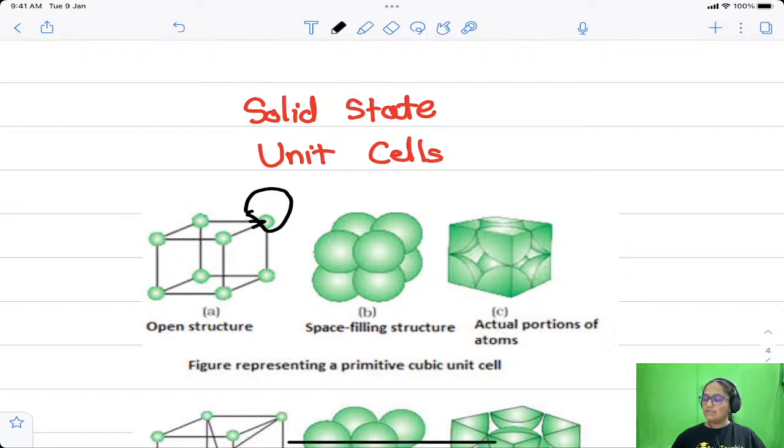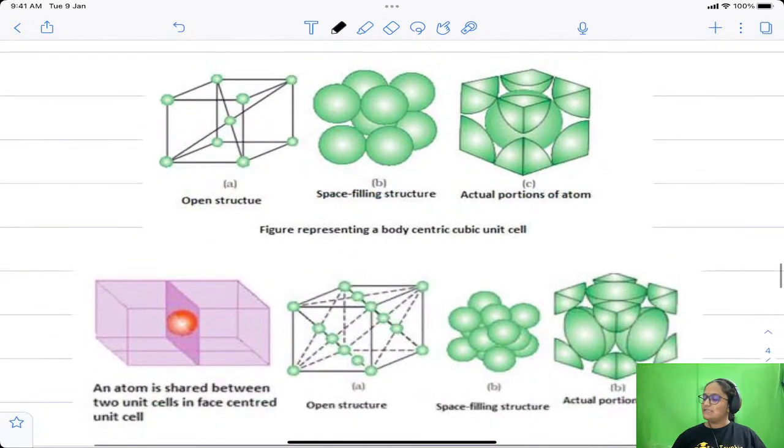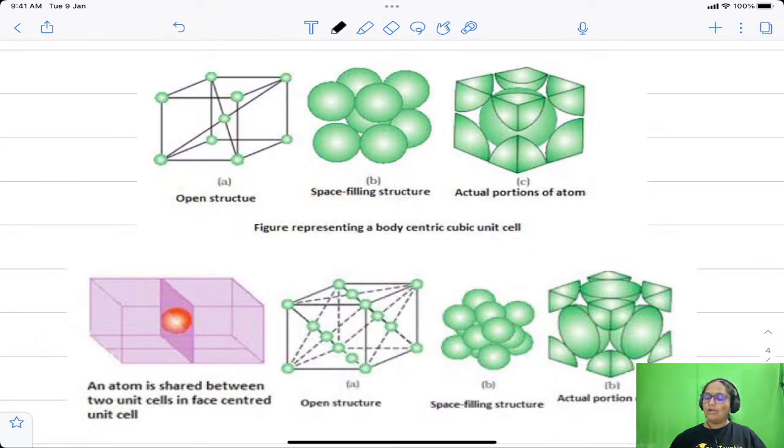So what is the portion which is the contribution of this particular unit cell? Just 1/8, because a single atom at the corner is shared between 8 cubes. This is the actual contribution: 1/8, 1/8, 1/8 at each corner. So this is the simple or primitive cubic unit cell. After simple or primitive, the next is the body centered cubic unit cell, BCC. Now what is body centered?